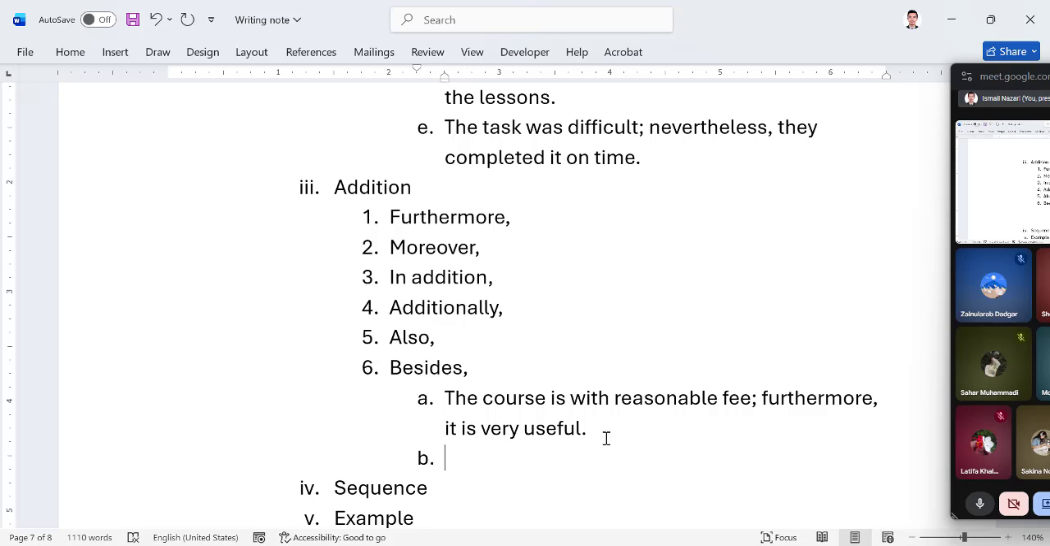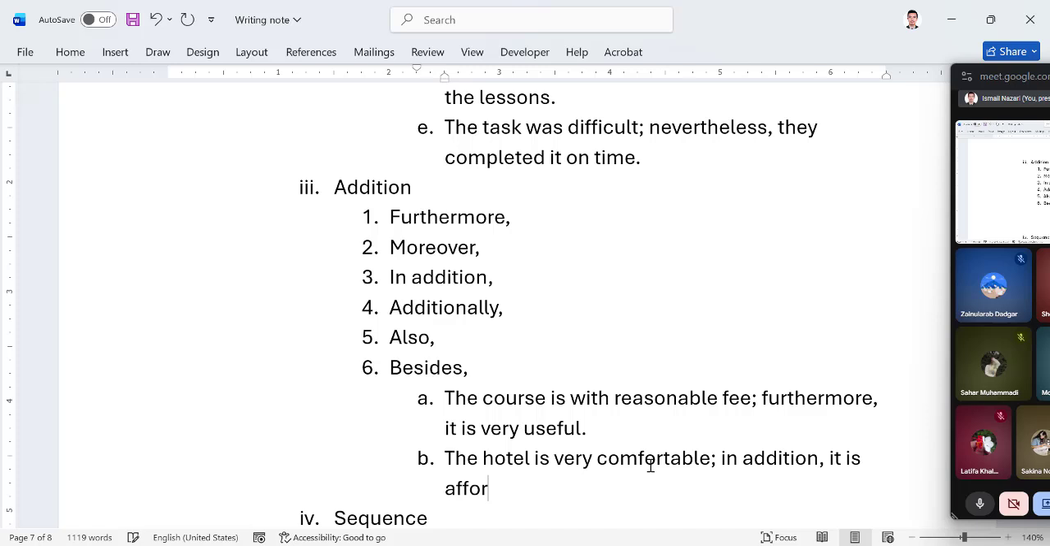Or if you have similar ideas regarding addition, I can say, for example, the hotel is very comfortable. And then I can say in addition, or furthermore, in addition, it is affordable. Affordable means you can afford it.